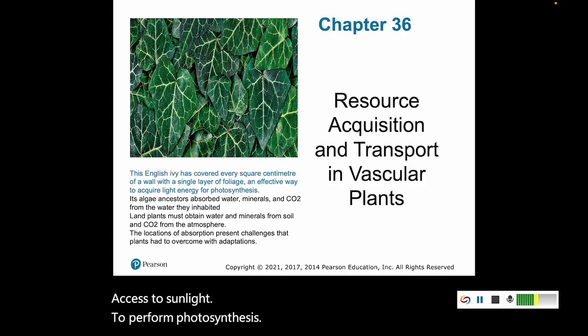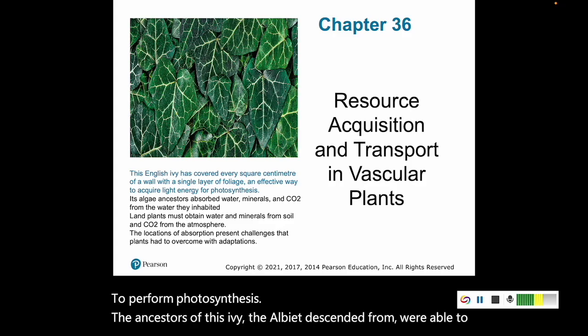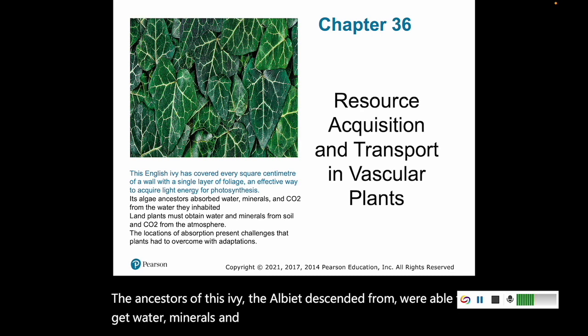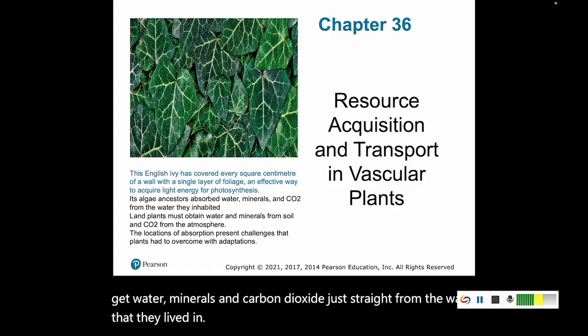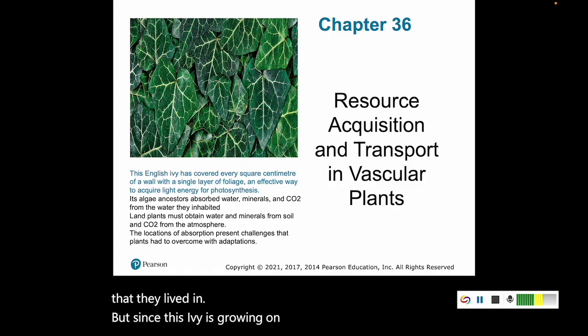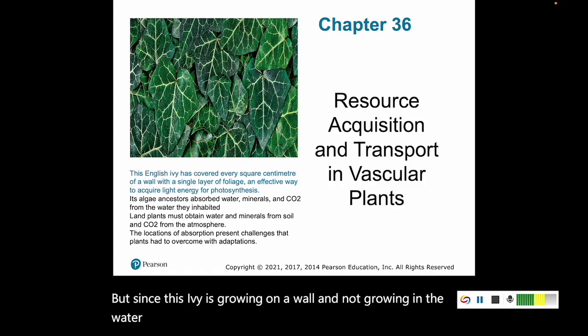The ancestors of this ivy, the algae it descended from, were able to get water, minerals, and carbon dioxide just straight from the water that they lived in. But since this ivy is growing on a wall and not growing in the water, it's going to have to find some other way to get those resources.